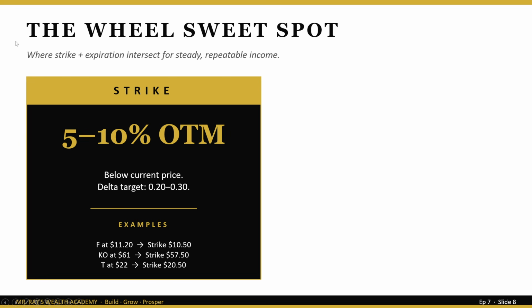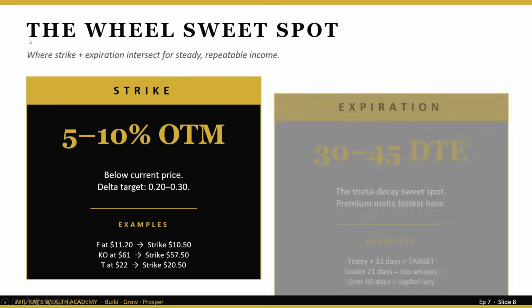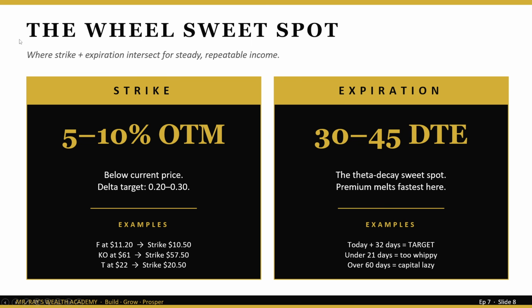So there's always a sweet spot that we want to look at when we're talking about how do we pick our strike price, Mr. Ray. Well, number one, we're going to be looking to make sure that it's 5 to 10% out of the money, right? 5 to 10% below whatever the current price is. And so we'll be looking at deltas right around 20 or 30%. Okay. And then the days to expiration, we're looking 30 to 45 days, baby, because that's going to be the theta decay. That's the sweet spot. Premiums melt fast during this particular time point. And so that's what we want to make sure that we're getting that decay, right?